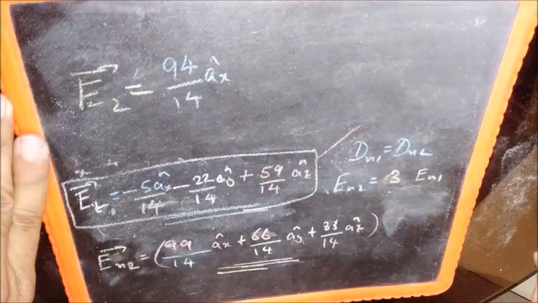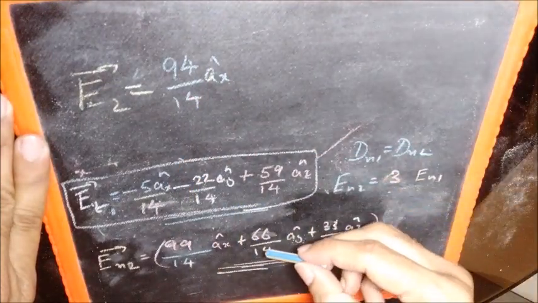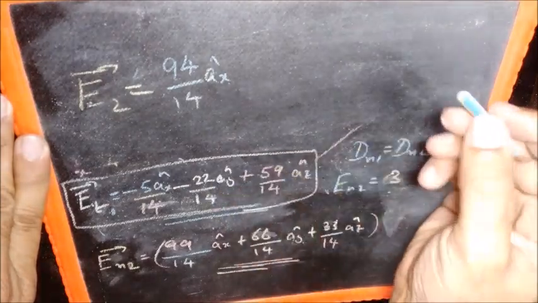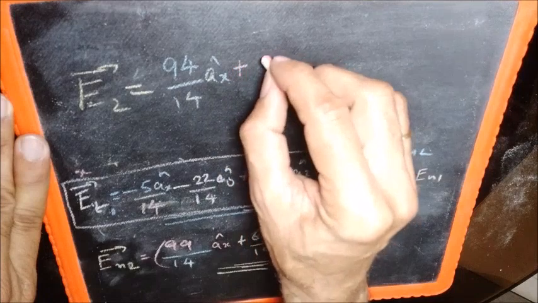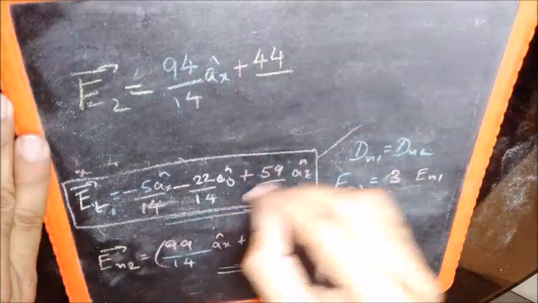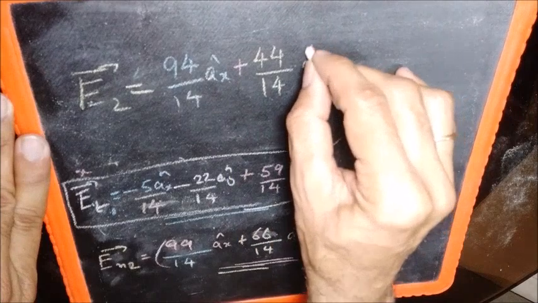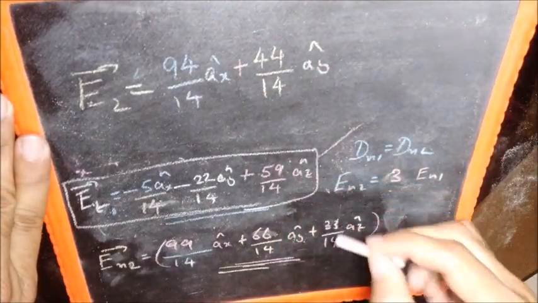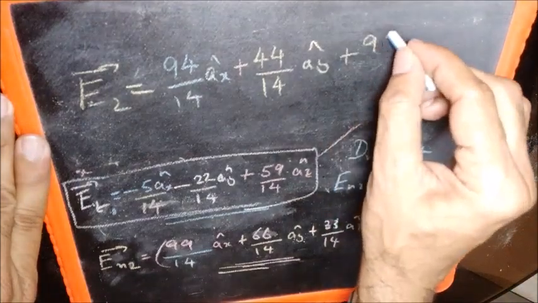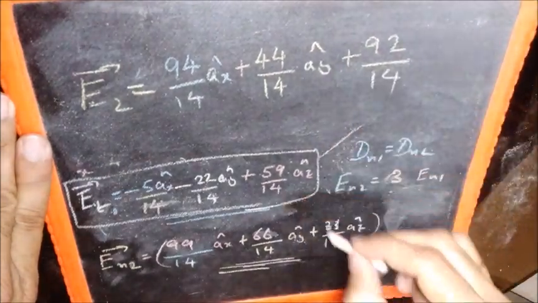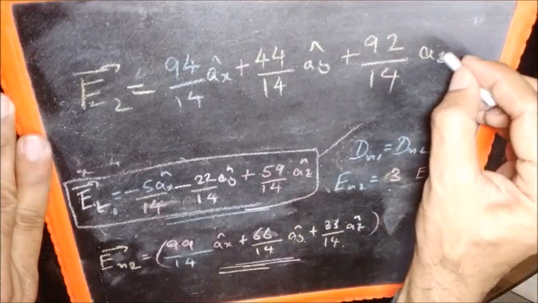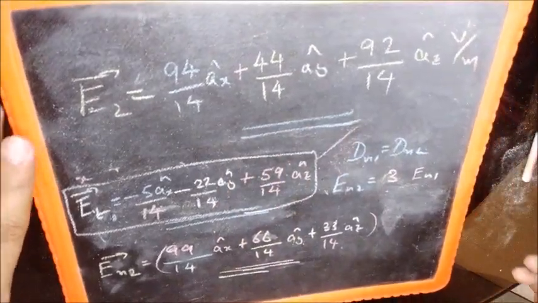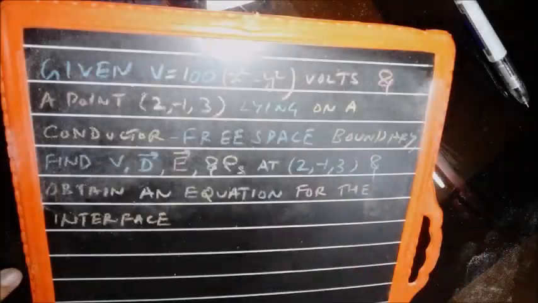If I am making any mistakes in addition, you have to correct it yourself. And then 66, remember we are adding this, 66 minus 22 gives 44, denominator is 14, a y cap, and 59 plus 33, that gives 92 divided by 14. 14 is there in the denominator. A z cap volt per meter. That completes our solution.